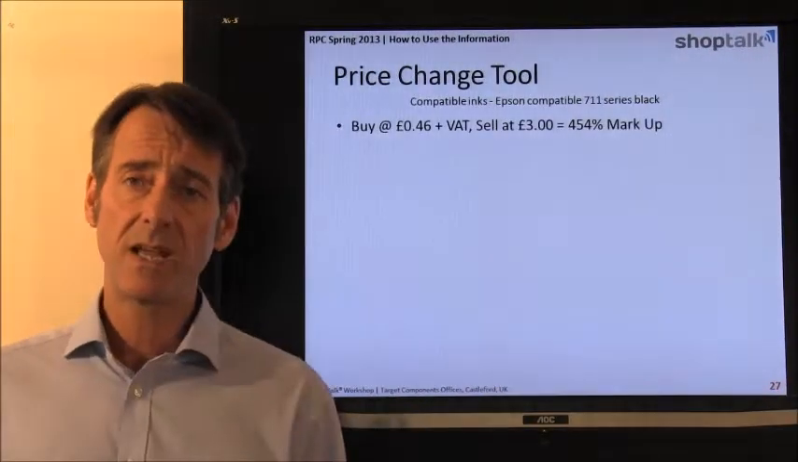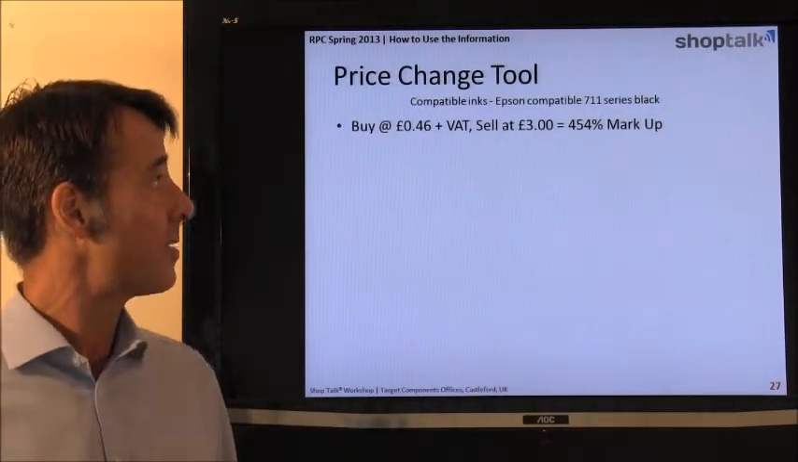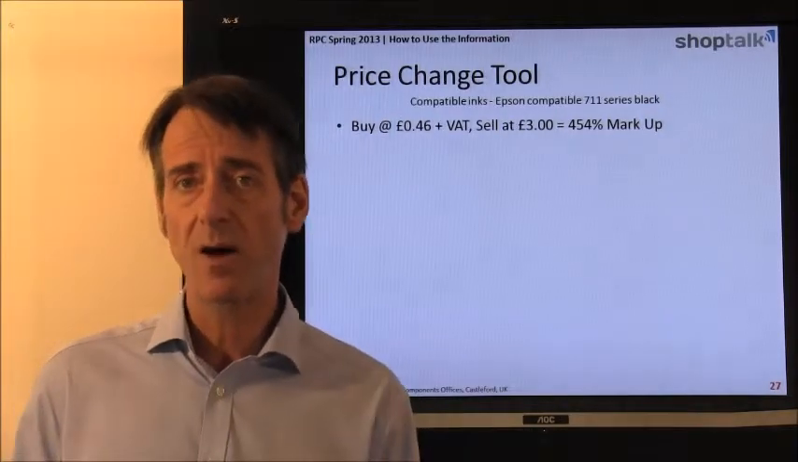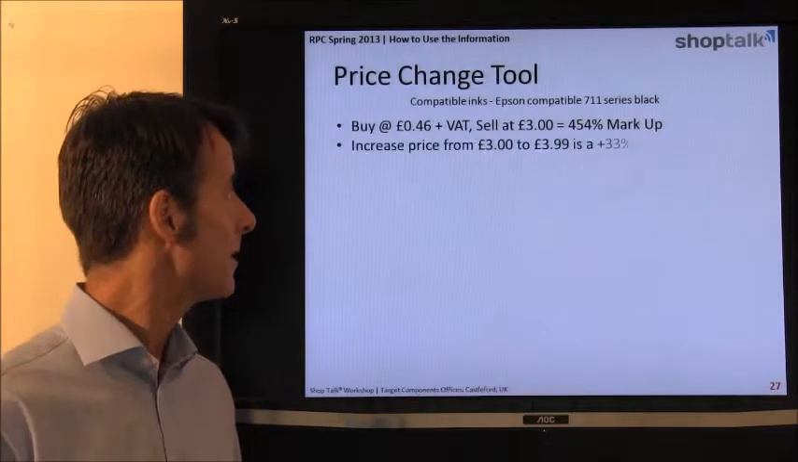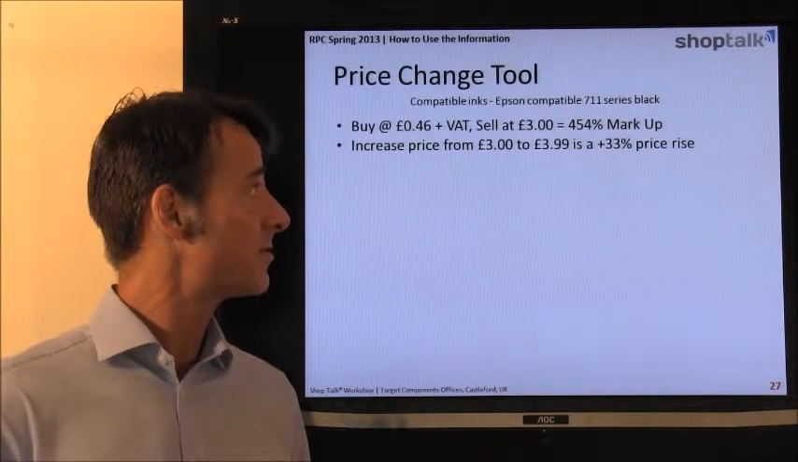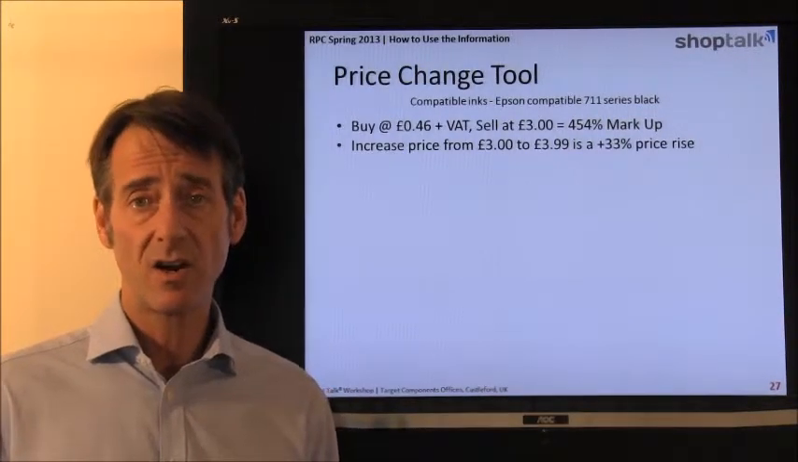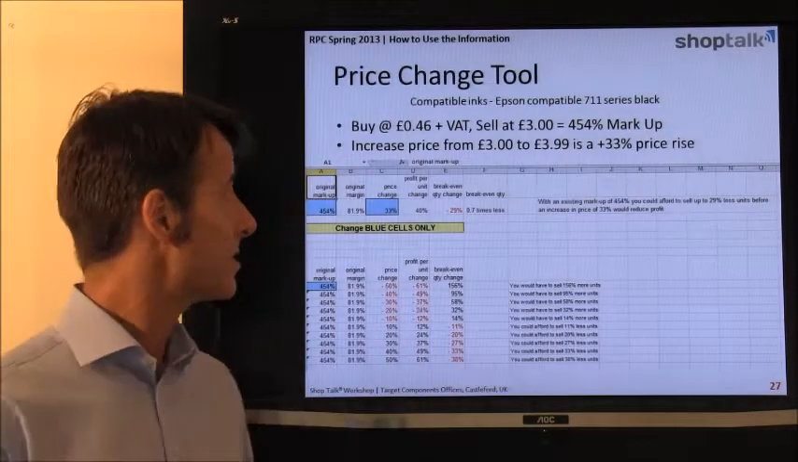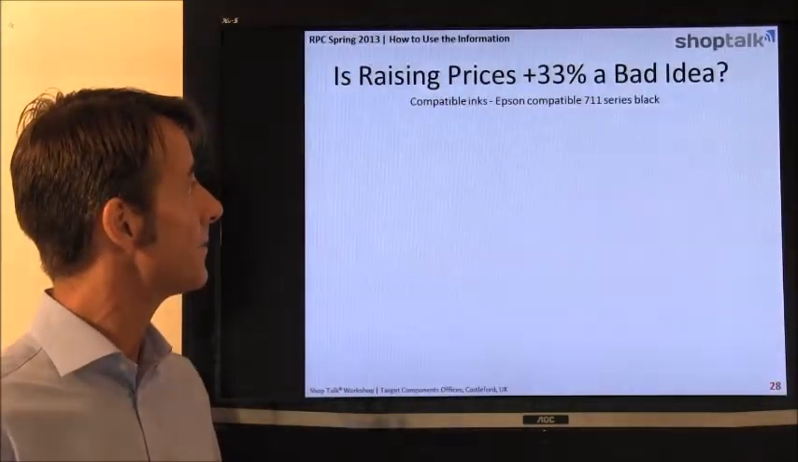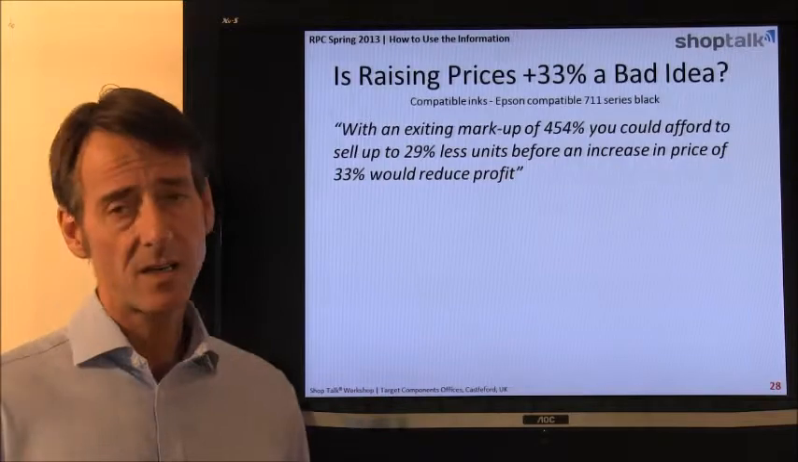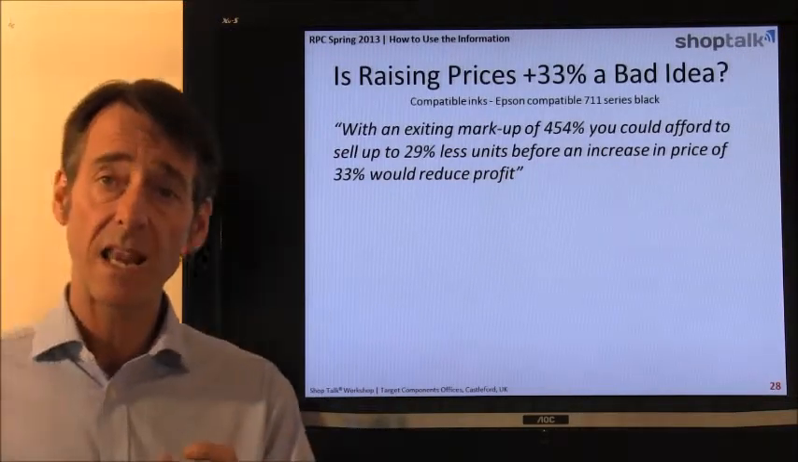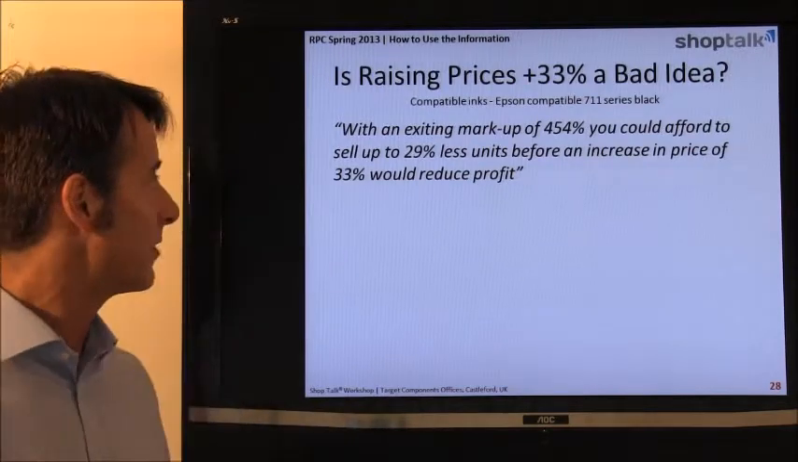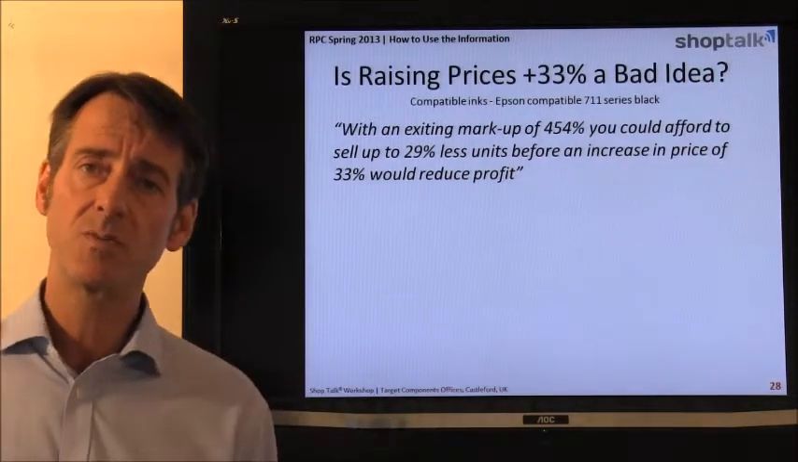So, buying them at 46p plus VAT, we sell them at £3. That's quite a large markup, but that's the going rate. Some people are charging a lot more. Increasing price from £3 to £3.99, that's a 33% rise. So if you use the price change tool, what does that tell us? With an existing markup of 450%, you can afford to sell up to 29% less units before an increase in price of 33% would reduce profit.